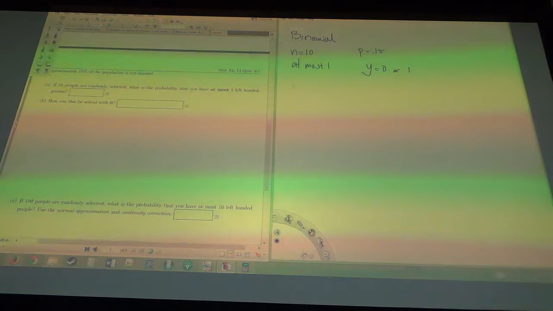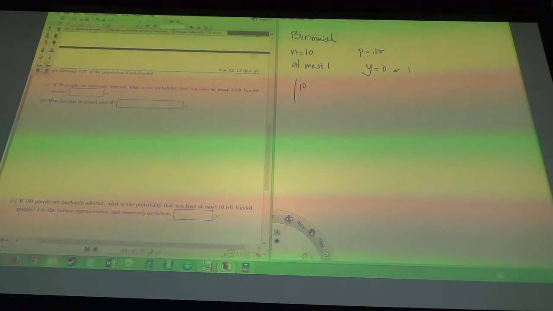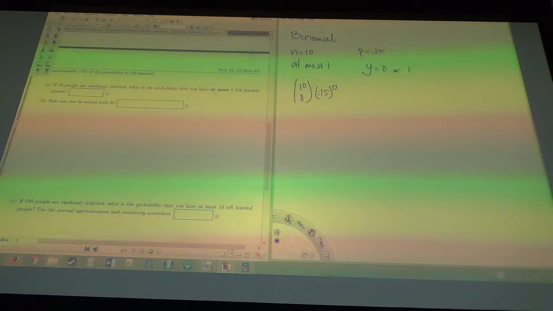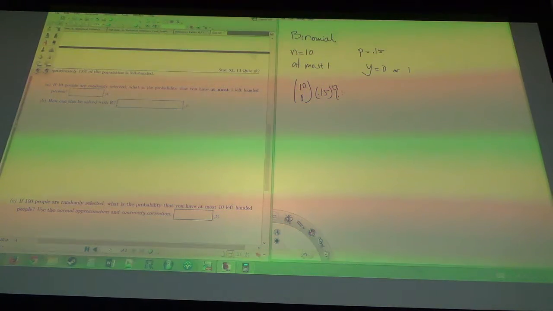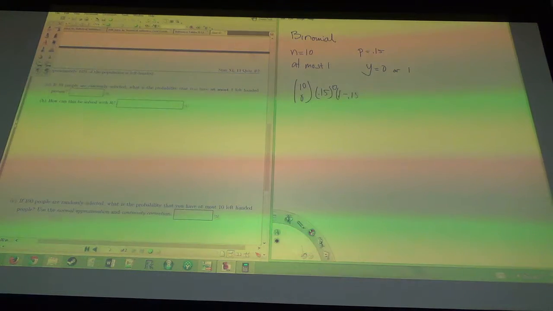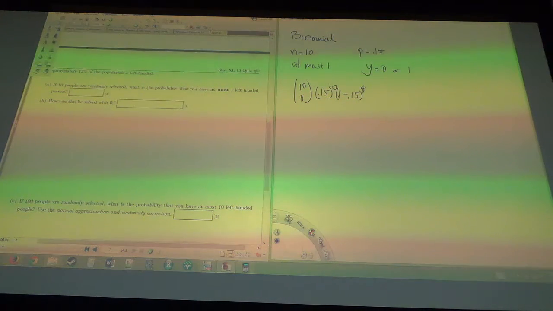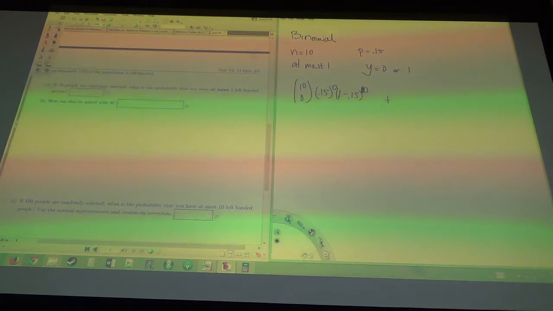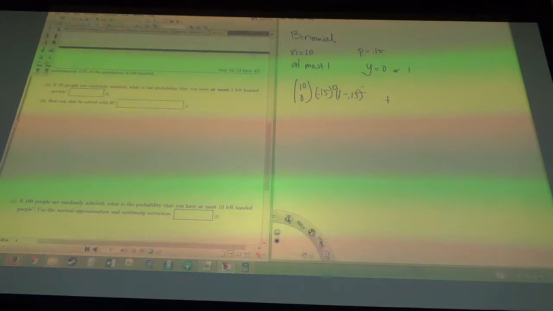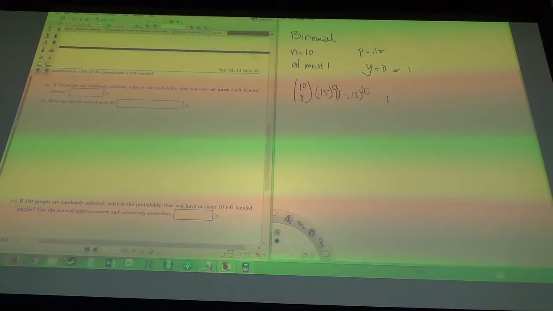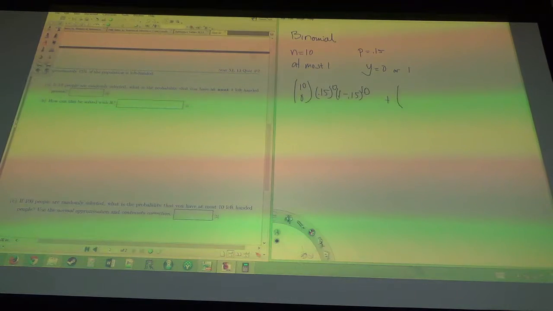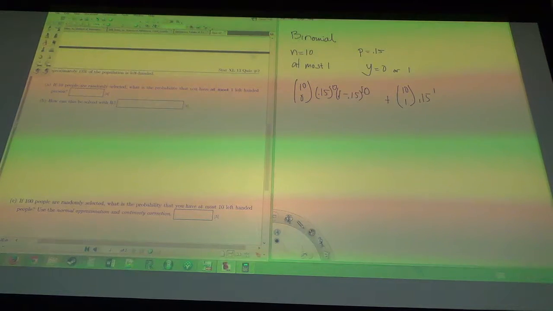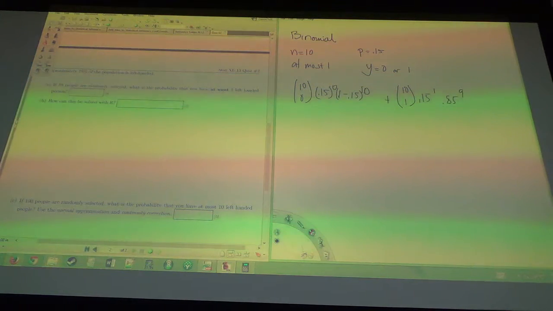Okay, so for this, we want to do 10 choose 0, 0.15 raised to the 0, and 1 minus 0.15, or 0.85, raised to the 10, okay? There's that eraser function, actually. Still getting used to this. Okay, and then you have 10 choose 1, 0.15 raised to the 1 times 0.85 raised to the 9, okay?